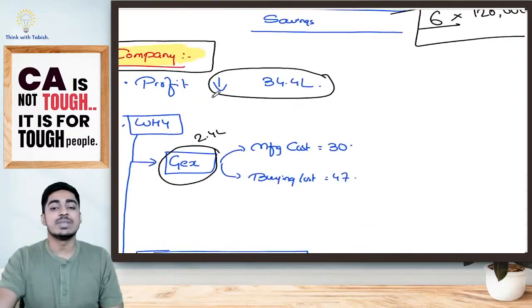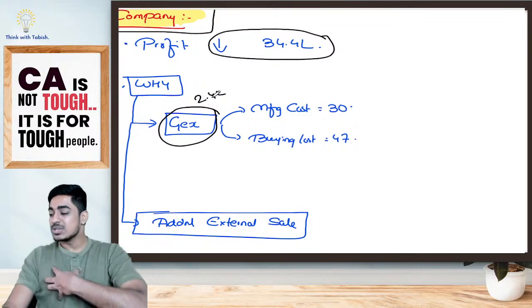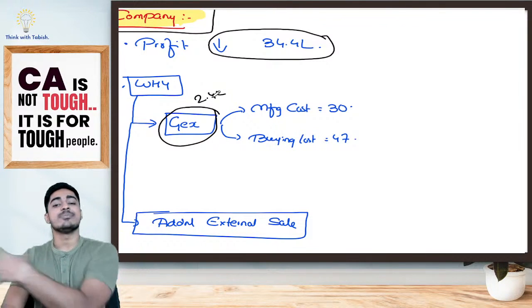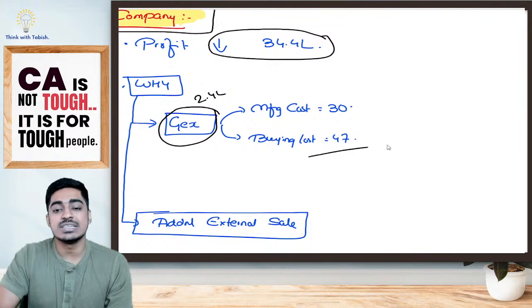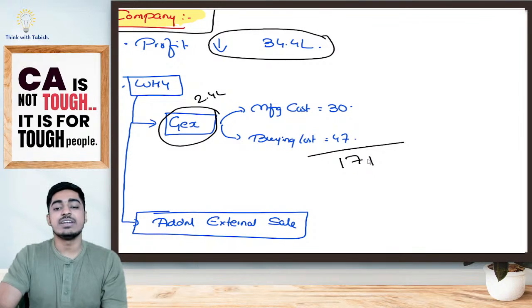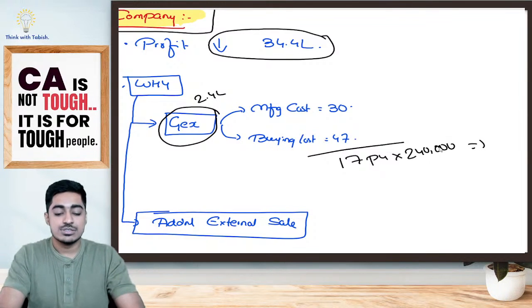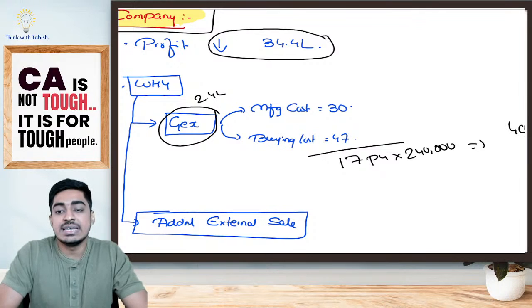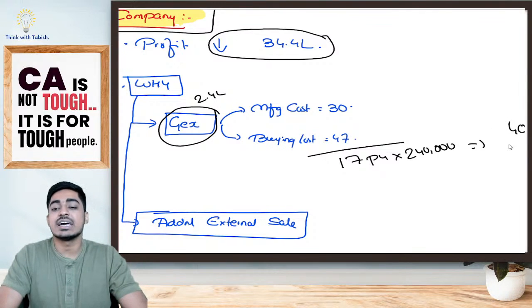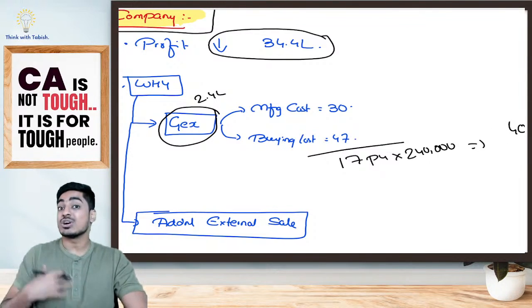We were paying 30 rupees only for 1 unit of JEX. But now what is happening? We are buying from outside. So how much are we paying to the external supplier? I am paying 47 rupees. How much extra am I paying? I am paying 17 rupees per unit extra. Like this, 2,40,000 units I am buying in a year. So 17 into 2,40,000, I am incurring 40,80,000 extra. That is one loss I am having.